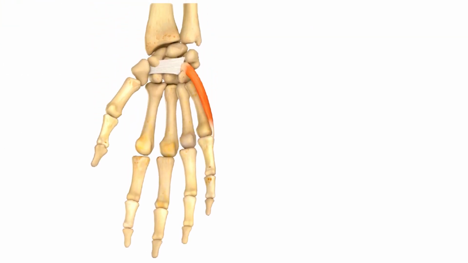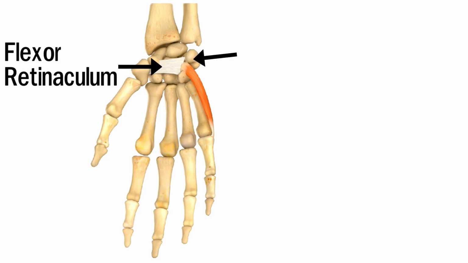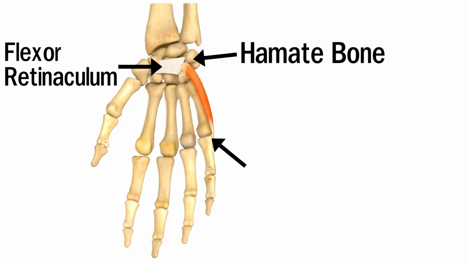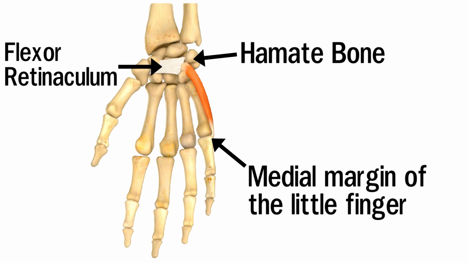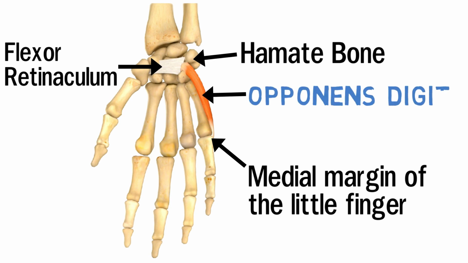Let's have a look. These are the points of origin. And this is the medial margin of the little finger, the point of insertion. This muscle is the opponens digiti minimi. With this we complete the hypothenar muscles.